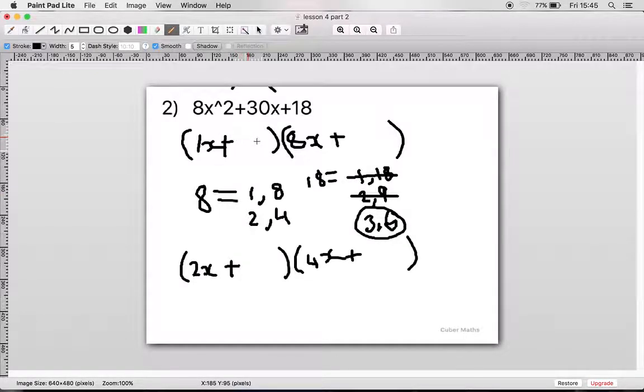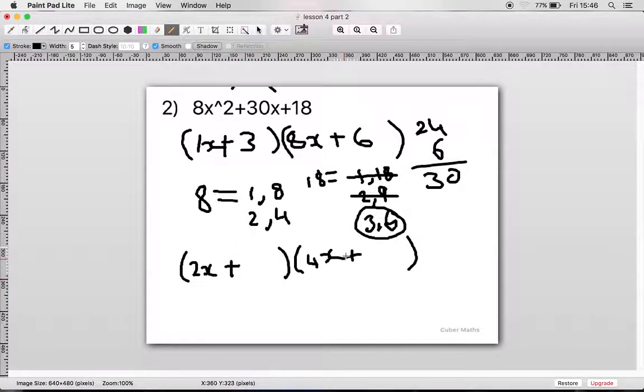So if we try putting a 3 here, 3 times 8 is going to give us 24. And if we put 6 here, 6 times 1, it's going to give us 6, which altogether is going to give us 30. And that's what we're aiming for, 30x. So we put this in here for the time being. We can try the other ones just to make sure we are right. So we swap them over and put 6 times 8. That's going to give us 48, which again is too big.